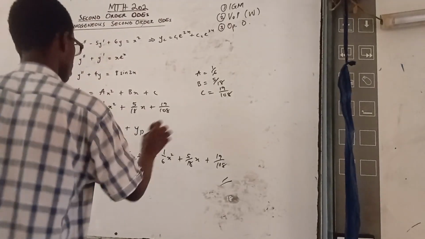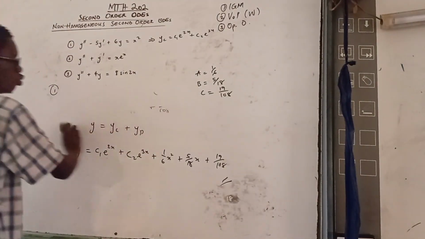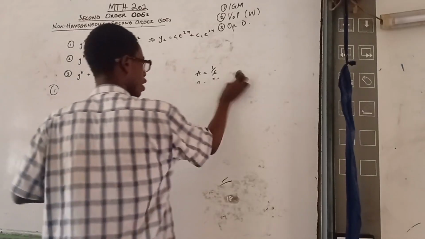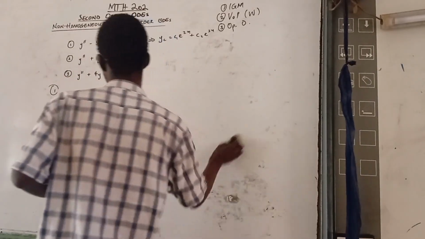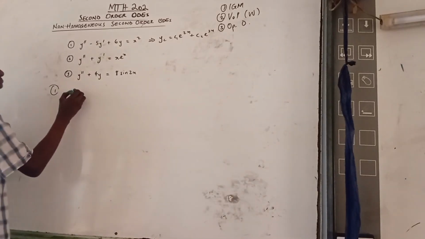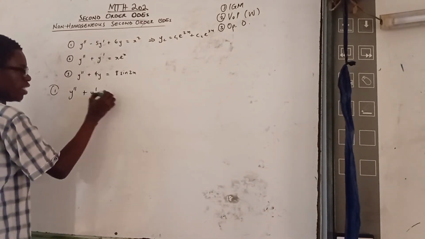And that's all about the initial guess method. Let's use it to do number 2 as well. Let's use the initial guess method to solve number 2. So we have y double prime plus y prime equals 0.